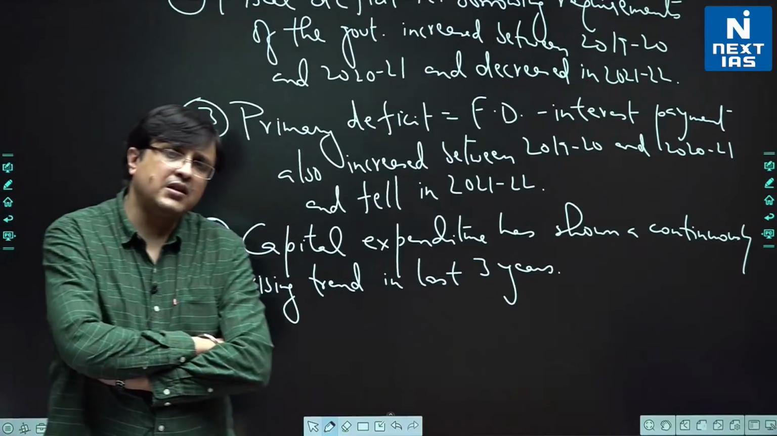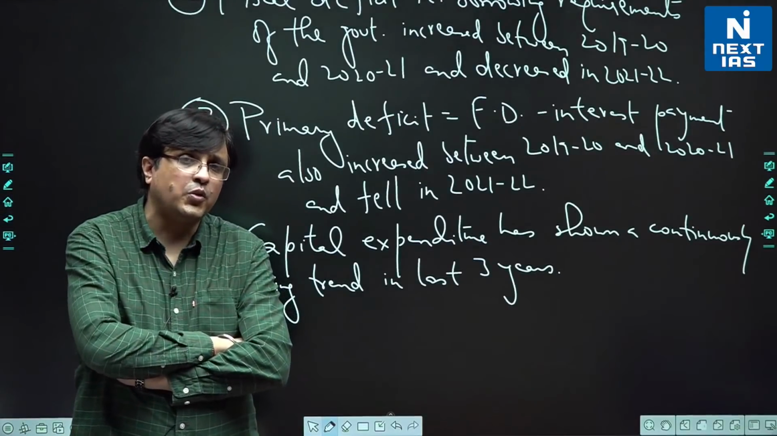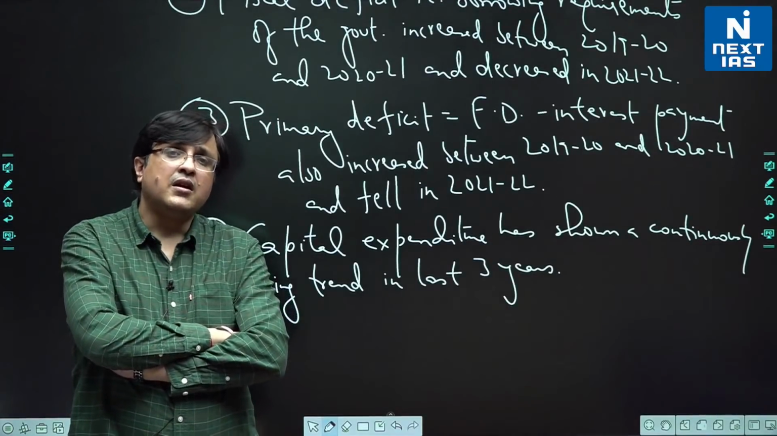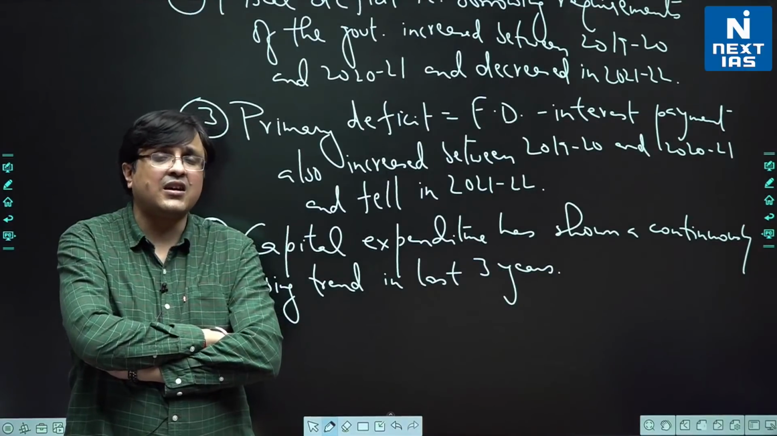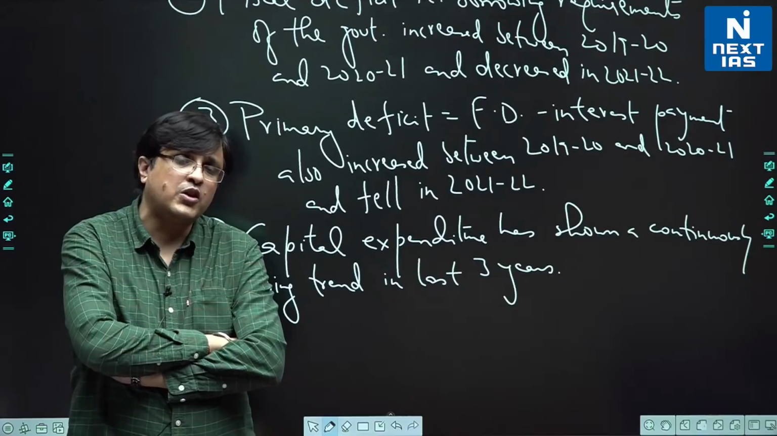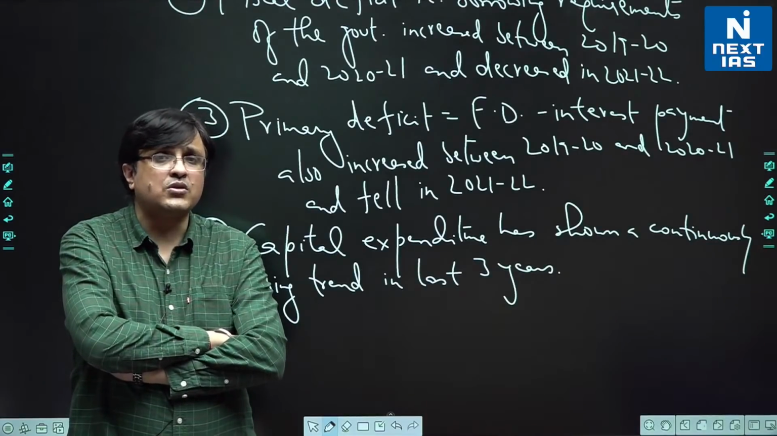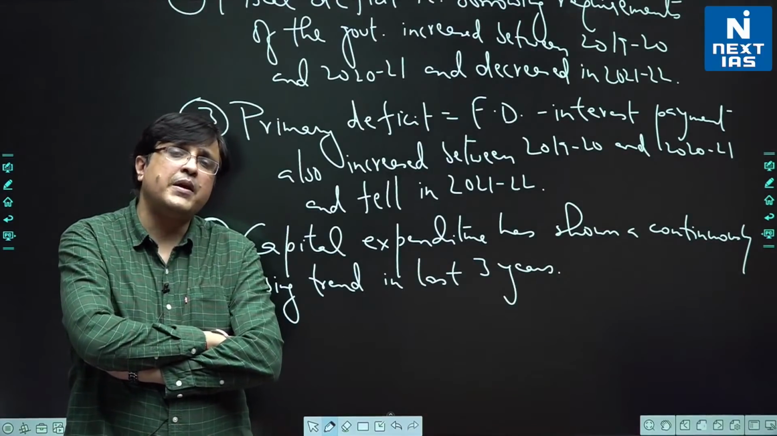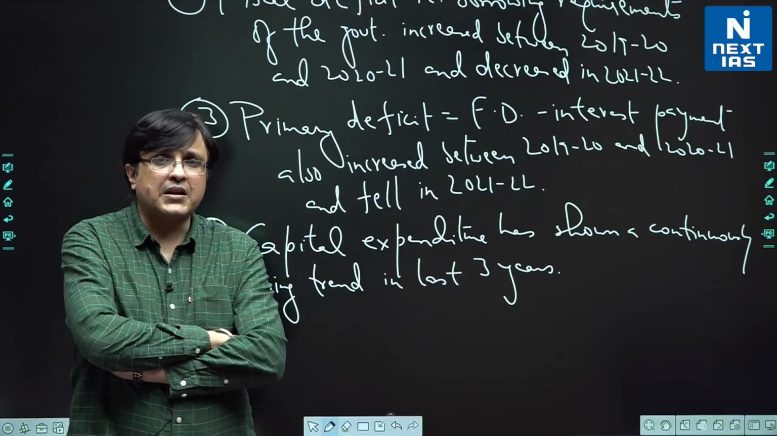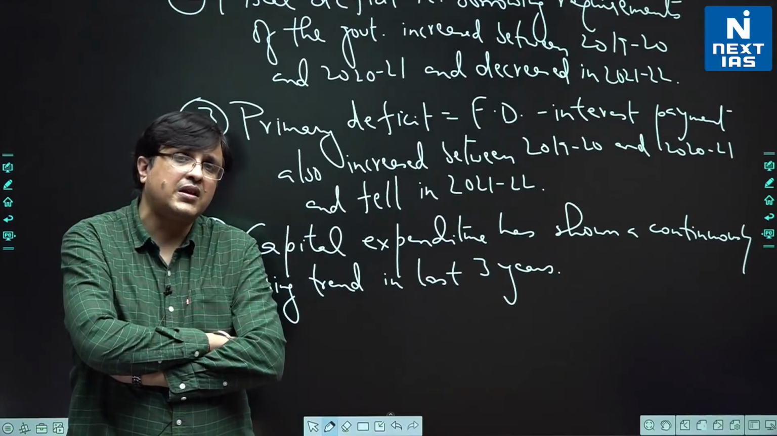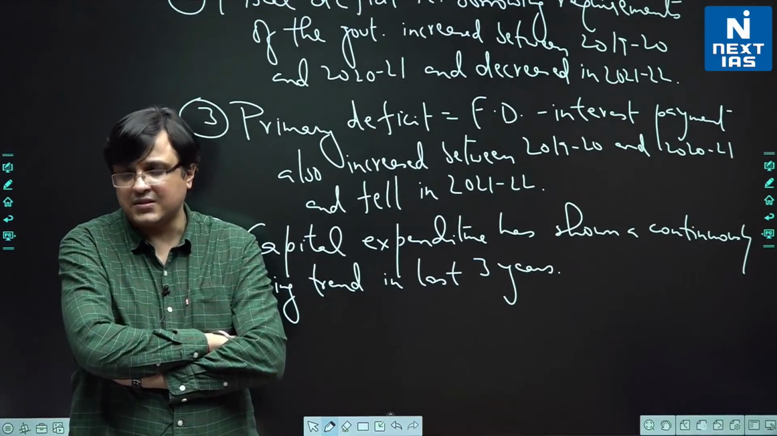It was 4 lakh crore in the revised estimate of 2019-20, it increased to 6 lakh crore in the revised estimates of 21-22, and it is estimated at around 7.5 lakh crore in the estimate of 22-23. So capital expenditure has been continuously rising in the last 3 years.